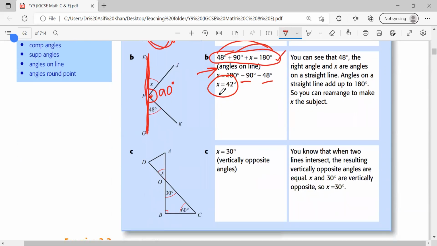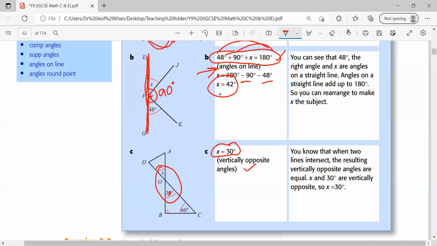Now, part C. In this part C, you can see this one is the direct answer. Here you have x, here you have 30. So you can directly say x is equal to 30. Why? Because these are vertically opposite angles. Clear?